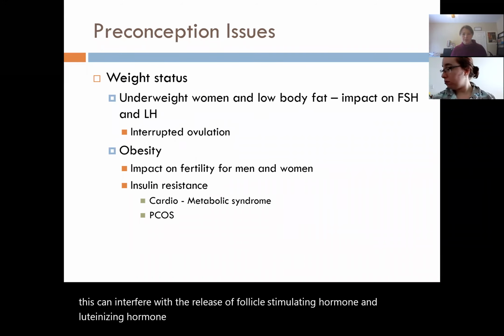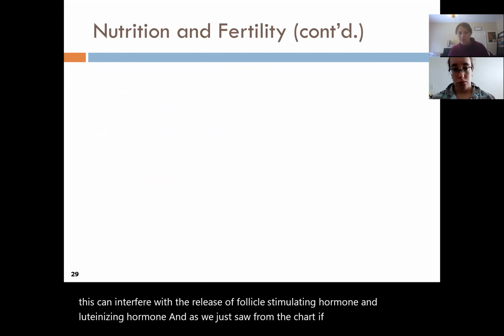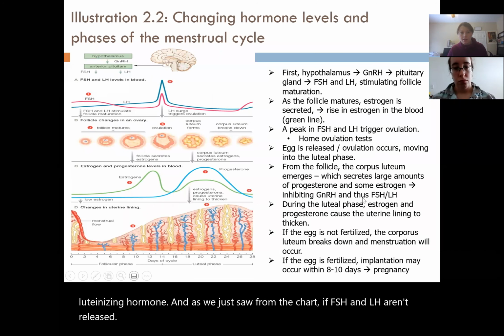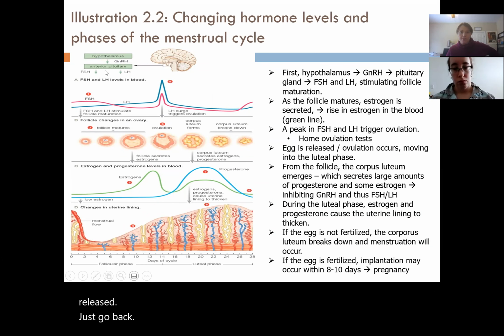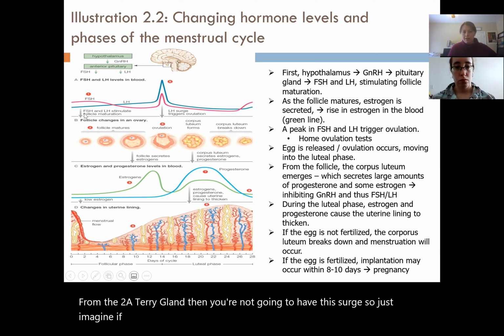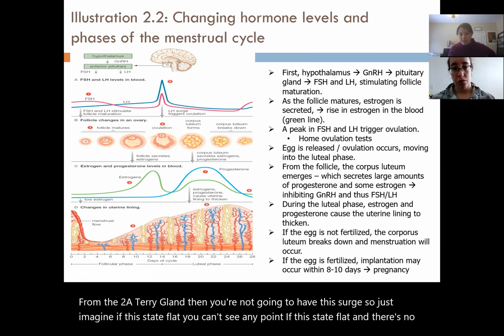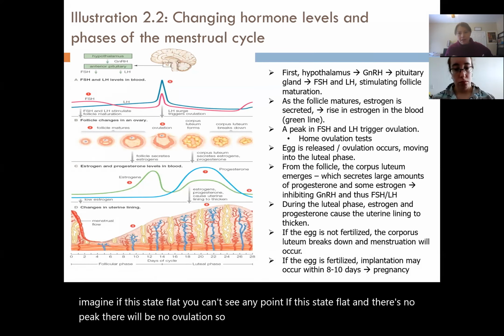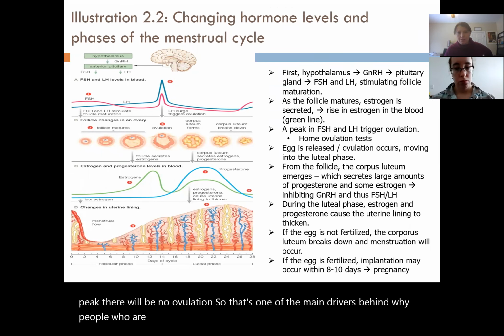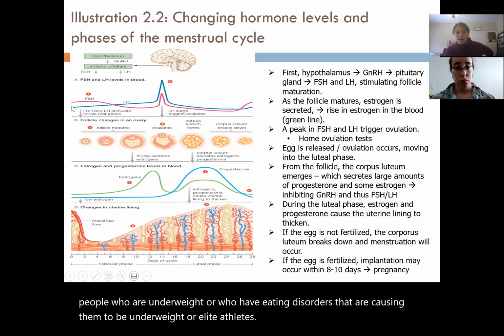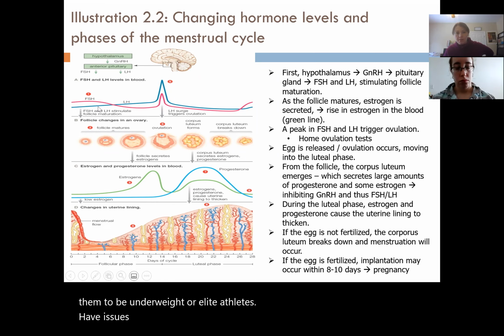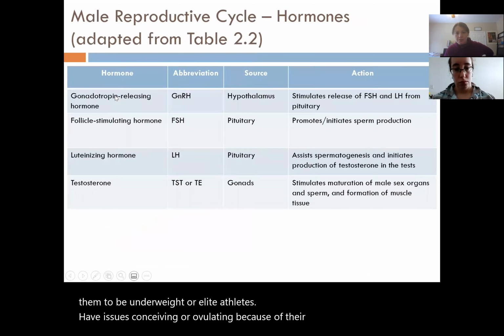And as we just saw from the chart, if FSH and LH aren't released from the pituitary gland, then you're not going to have this surge. So just imagine if this stayed flat. If this stayed flat and there's no peak, there will be no ovulation. So that's one of the main drivers behind why people who are underweight, or who have eating disorders that are causing them to be underweight, or elite athletes, have issues conceiving or ovulating because of their FSH and LH hormones.